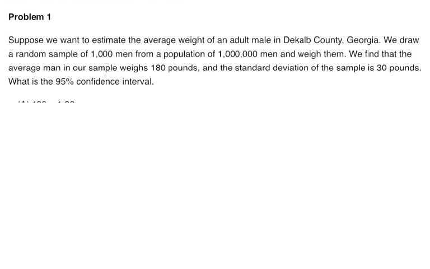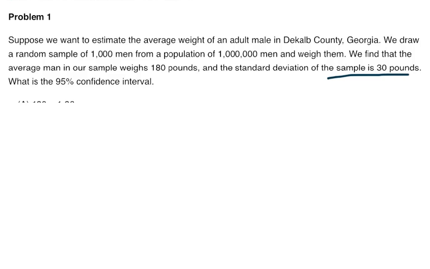Alright, so today we're going to do a T confidence interval. We want to draw a random sample of 1,000 men from a population of 1 million men and weigh them. We found that the average man is 180 pounds and the standard deviation is 30 pounds. What is the confidence interval?